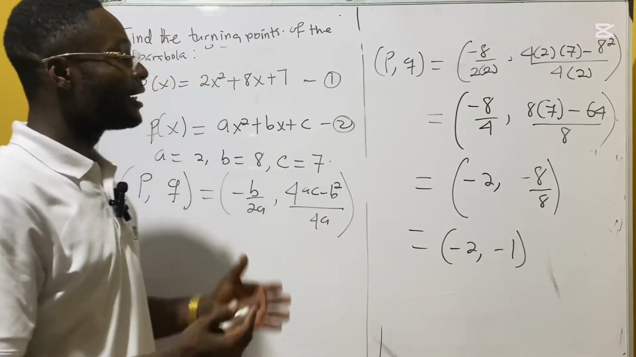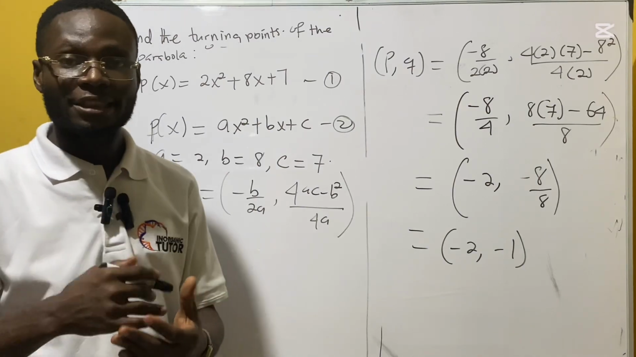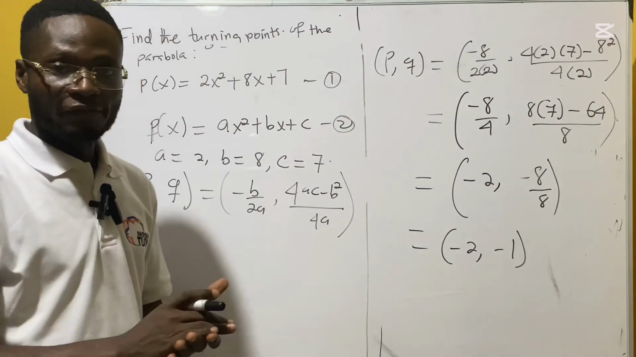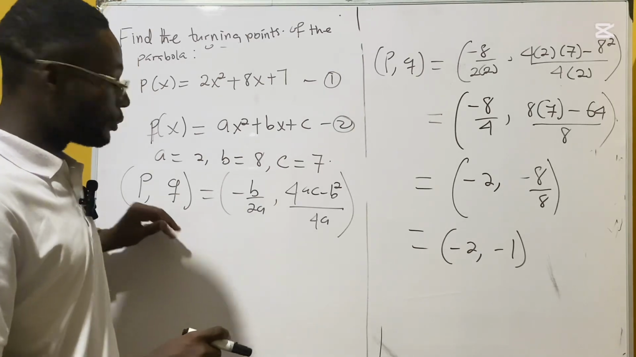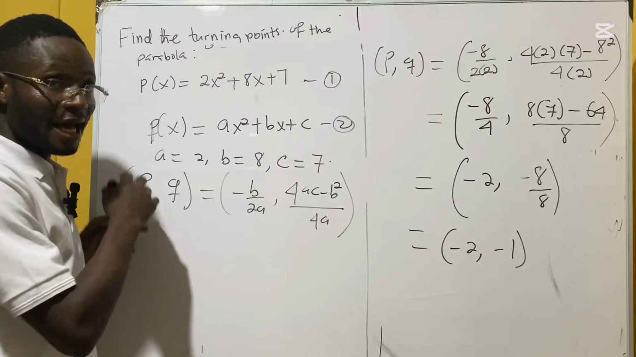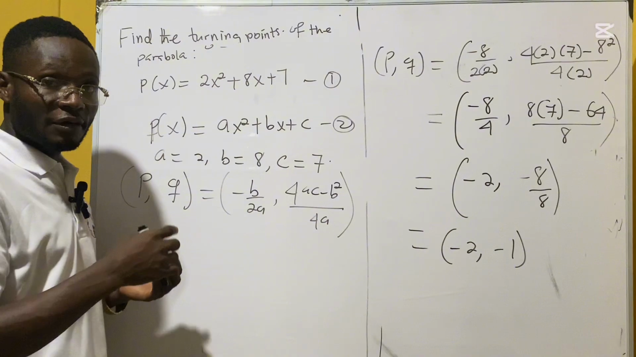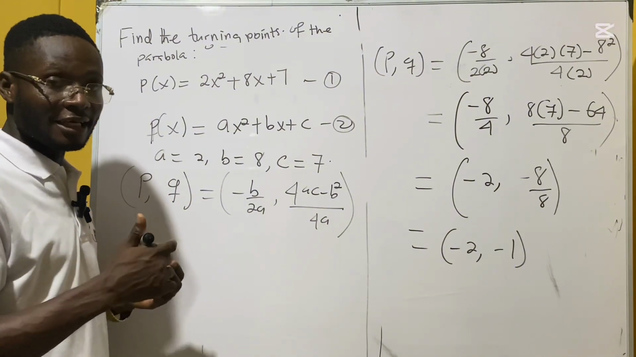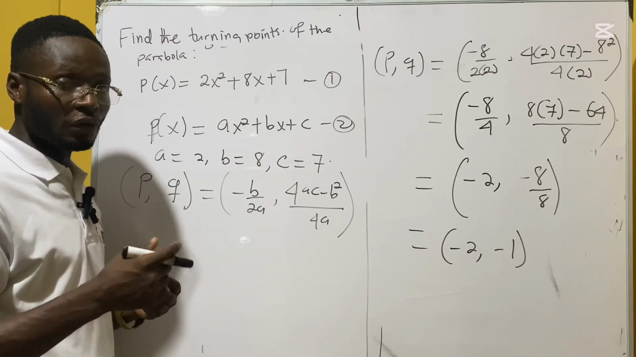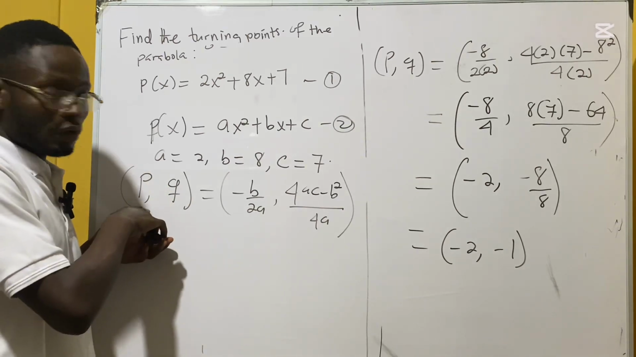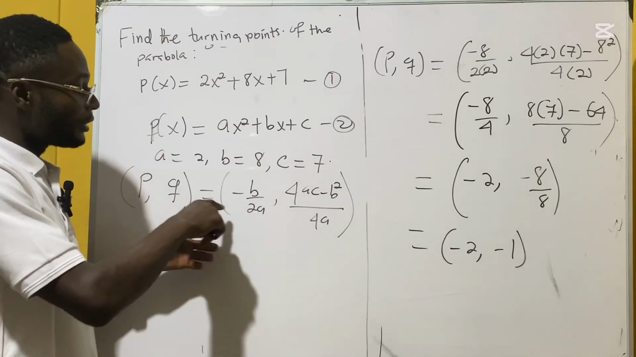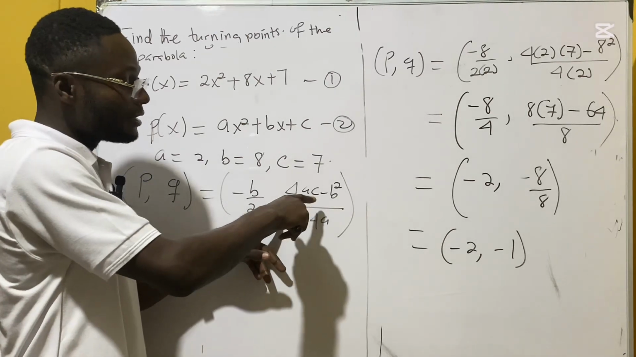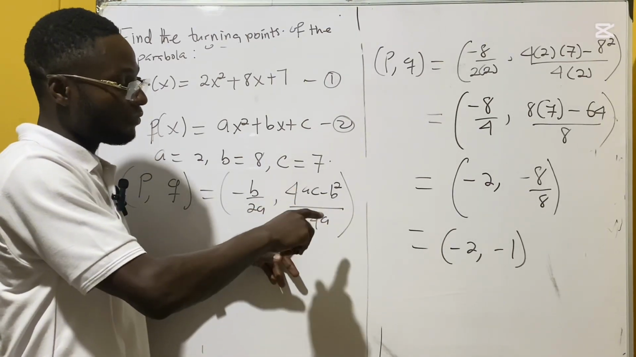Ladies and gentlemen, this is for objective wise. So note the formula PQ, where P is the X, the line of symmetry. The line of symmetry is just the value of P, or the X. Okay, so P comma Q is equal to minus B over 2A comma 4AC minus B squared over 4A.